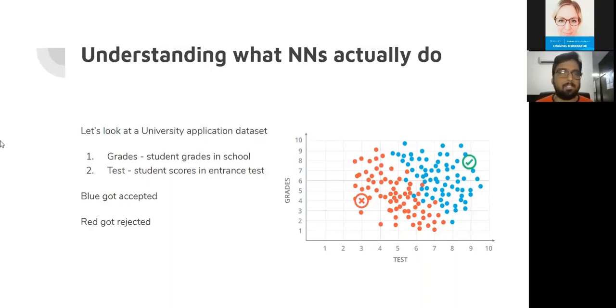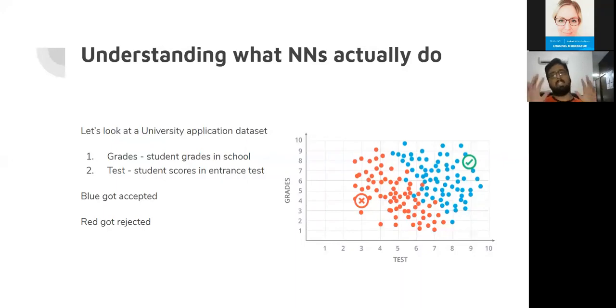First, let's talk about what neural networks actually do. We want to understand what a neural network is actually doing. Once we understand what it is actually doing, it's much easier for us to move forward and understand different aspects of training and testing and all that.